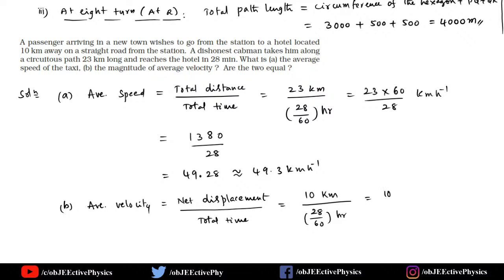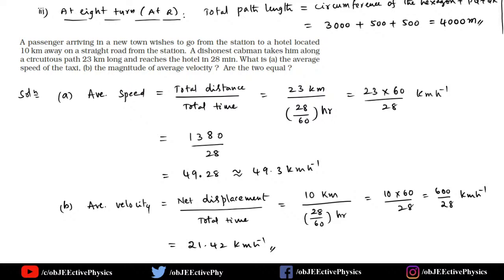So that is equal to 10 into 60 divided by 28, or 600 by 28 kilometers per hour. 600 divided by 28 is 21.42 kilometers per hour. See, in this question, average speed is equal to total path length by total time.